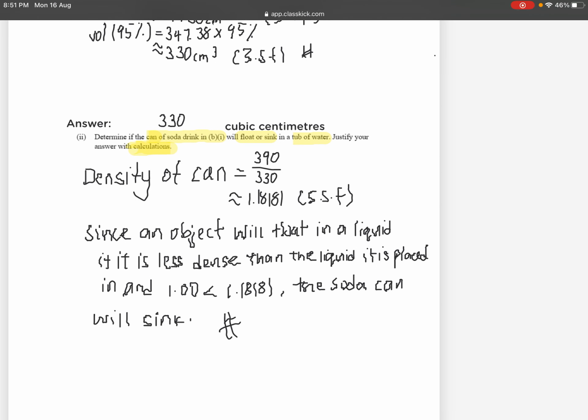Determine if the can of soda drink in B1 will float or sink in a tub of water. Justify your answer with calculations. So we already know our first answer is 330. This is the volume of the safe can, which is 95% of the total volume.